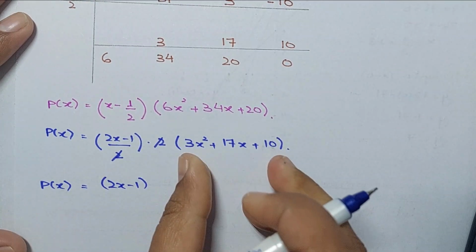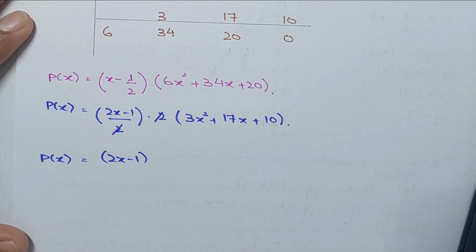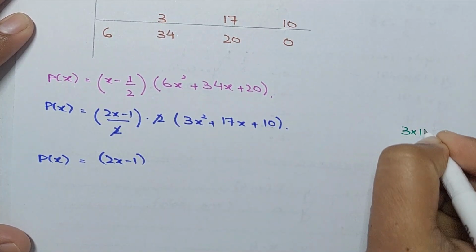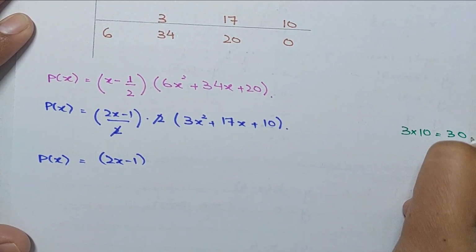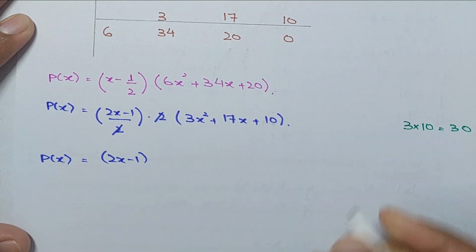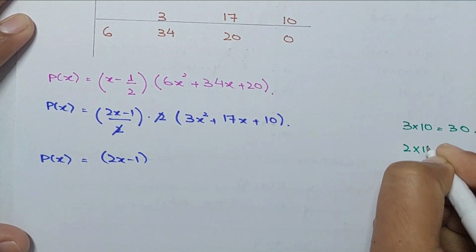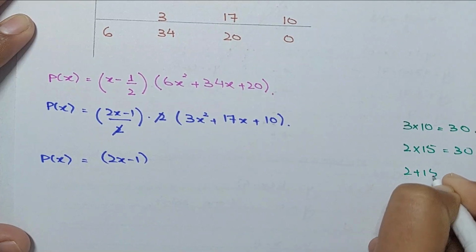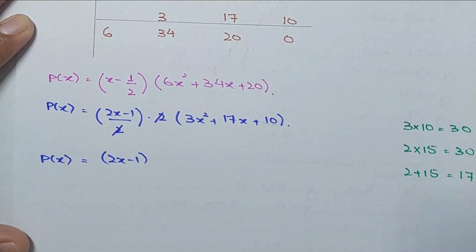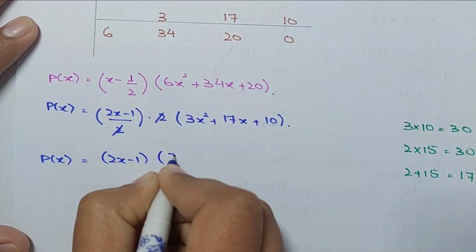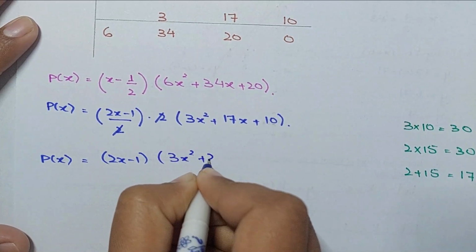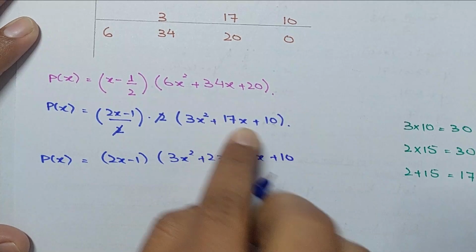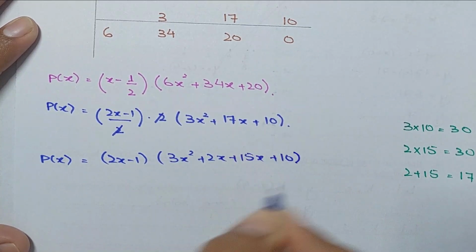And now this is a quadratic expression. We can factorize this. How do we factorize it? 3 times 10 is 30. Make the factors of 30: 2 times 15 is also 30. And when you do 2 plus 15, this will be 17. Okay, break the middle term. We have 3x square plus 2x plus 15x plus 10. 17 broke into 2 and 15.